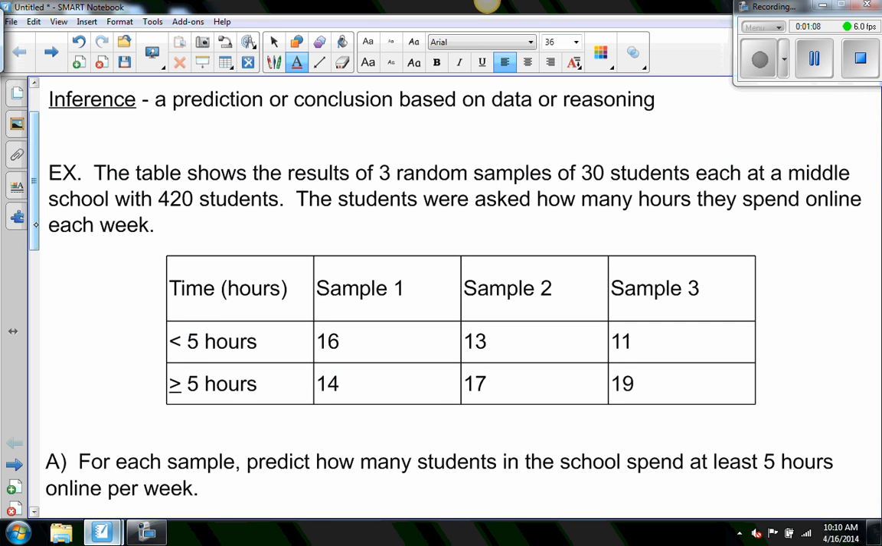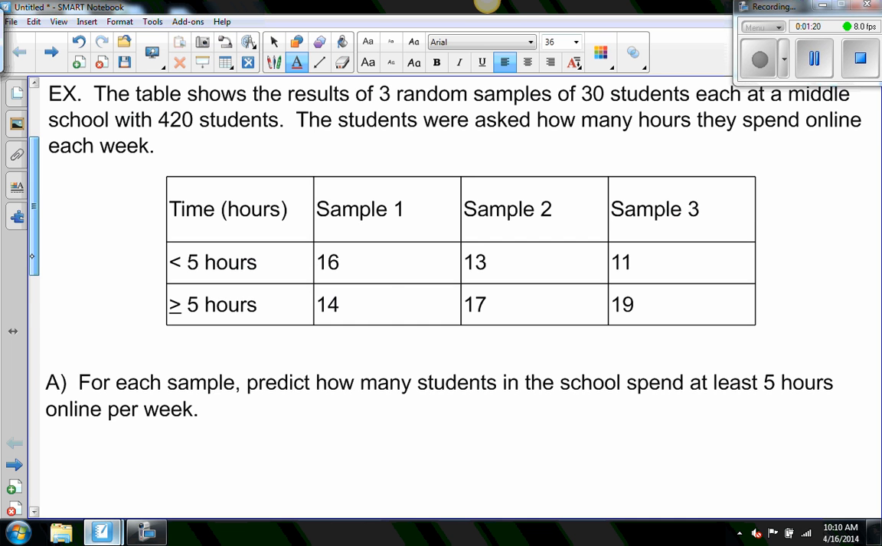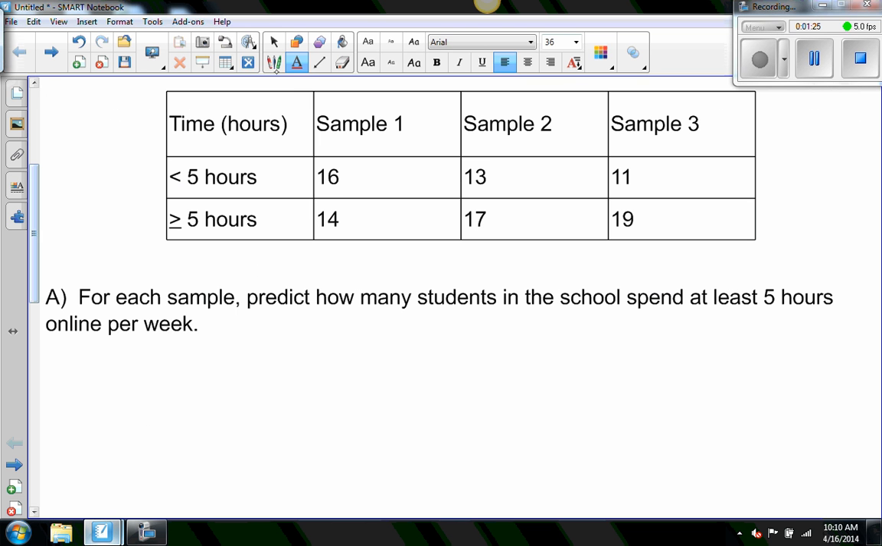Here's the first question we want to answer. It says for each sample, predict how many students in the school spend at least 5 hours online per week. At least 5 hours would be greater than or equal. And remember that there were 420 total students that we're dealing with. That's an important number here. In order to do this, we're going to set up proportions. It's a good thing we've done proportions numerous times this year. We should be experts at it by now.